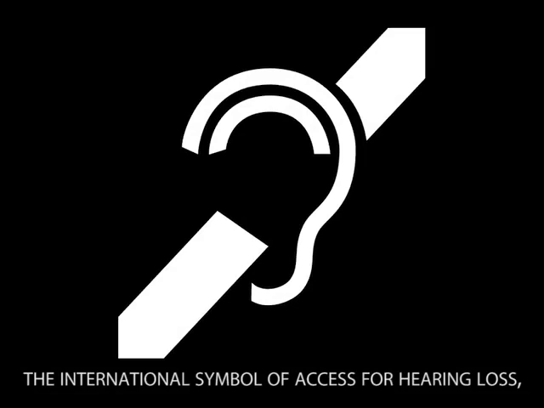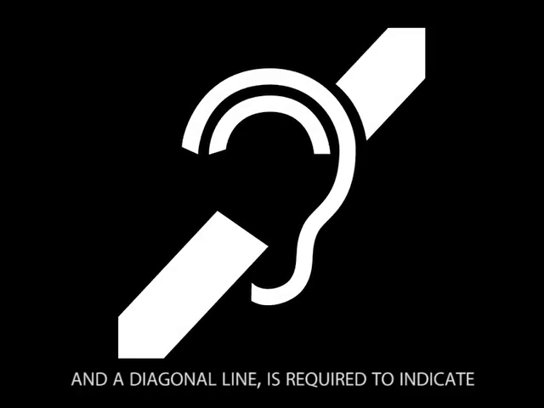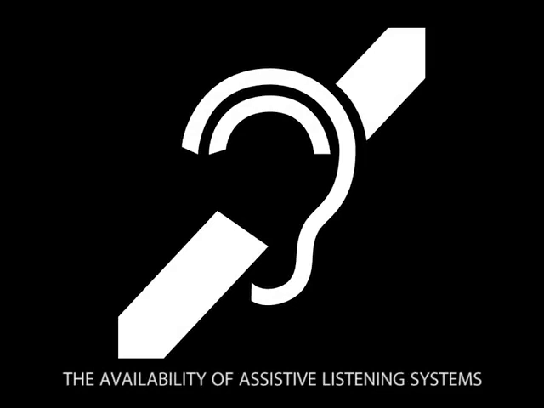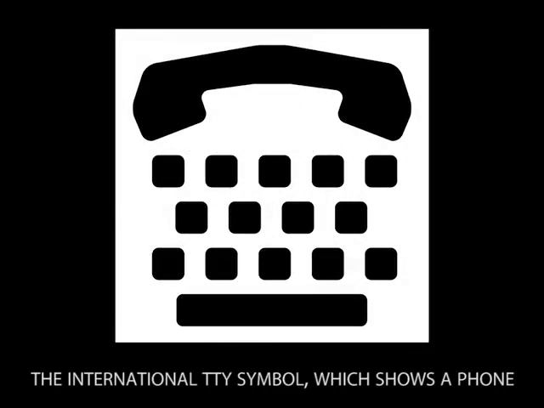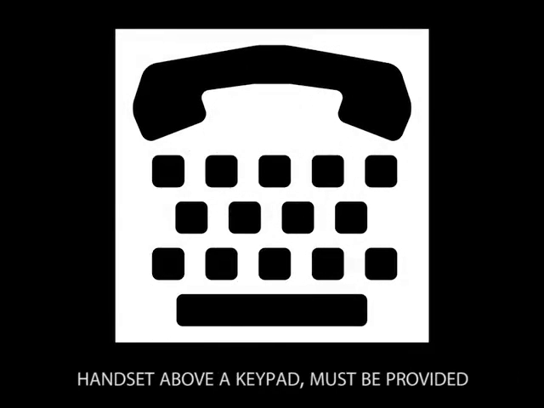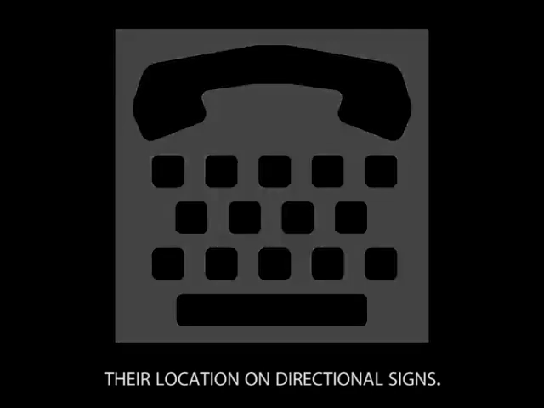The International Symbol of Access for Hearing Loss, which depicts the shape of an ear and a diagonal line, is required to indicate the availability of assistive listening systems serving assembly areas. The International TTY symbol, which shows a phone handset above a keypad, must be provided to identify public payphones that are equipped with TTYs or text telephones and indicate their location on directional signs.